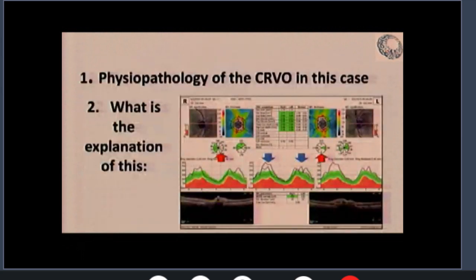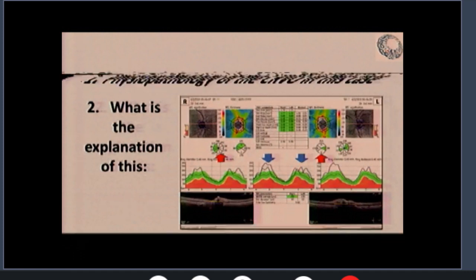Regarding the second question, that was even easier, I guess. When we look at the OCT, we look at the colors. Green, good. Red, bad, evil. Yellow, borderline. What does it mean, the white one?